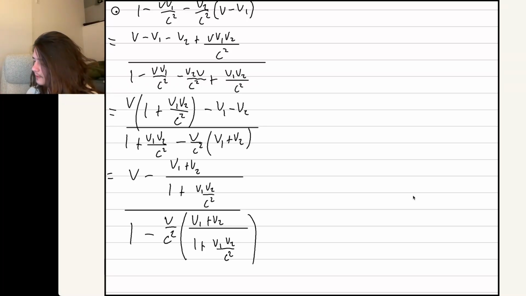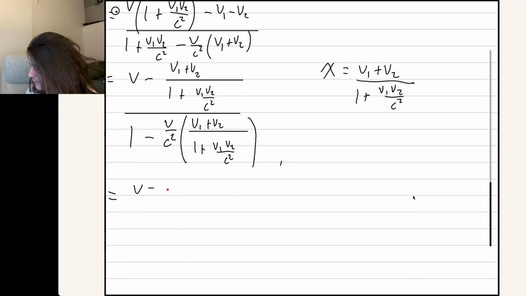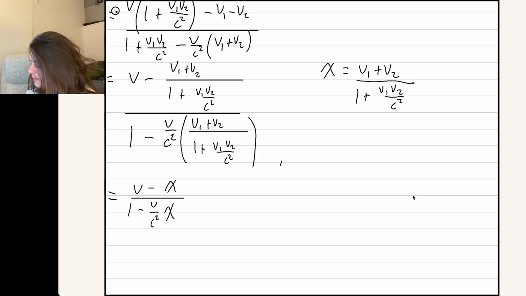I realize I made it more complicated by doing that, but now we can define it all by this parameter, which I'm going to call chi, v1 plus v2 over 1 plus v1 v2 over c squared. And notice that this double boosted thing is just v minus chi over 1 minus v over c squared chi, which is an equivalent sort of equation if you just Lorentz boosted through one frame in one dimension, and that frame happens to be moving at this speed. That was the proof. So yeah, good job.